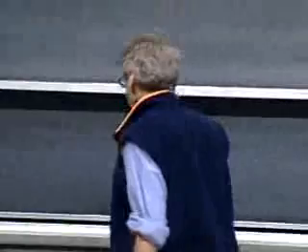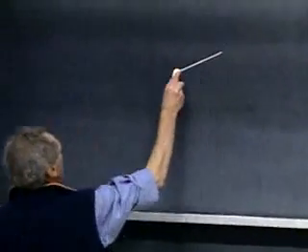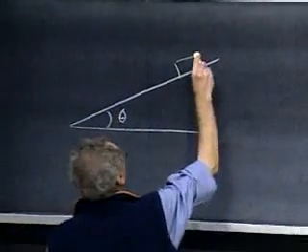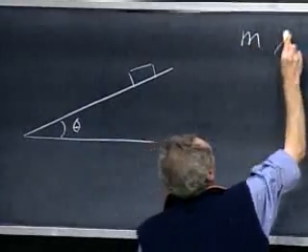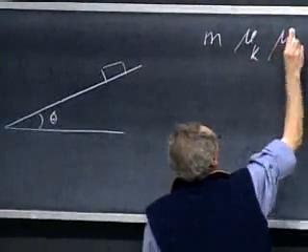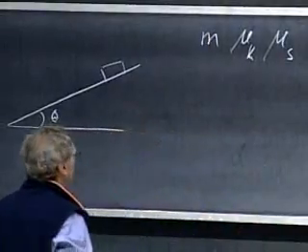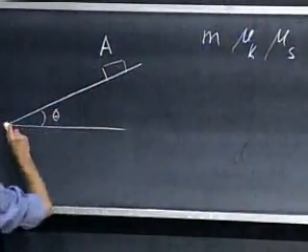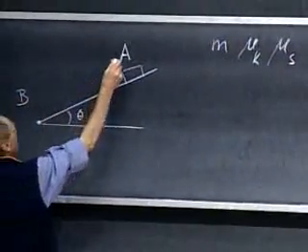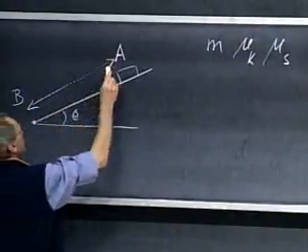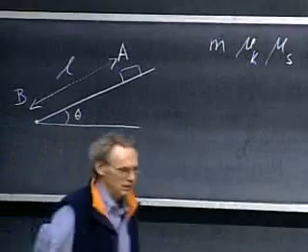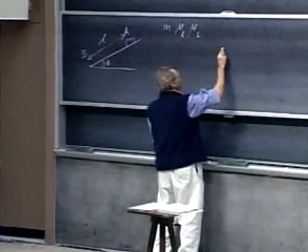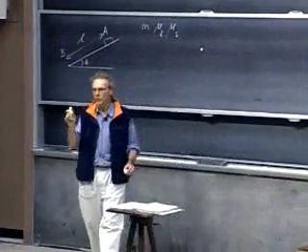Let's start with a simple example of an incline at an angle theta. I have here an object of mass m, the kinetic friction coefficient is mu k, and the static friction coefficient equals mu s. This point here, let that be point A, and let the bottom of the incline be B, and let the distance between them along the slope be L. And the first thing that you want to do with a problem like this is make what we call a free body diagram. That means you want to draw all the forces on that object.